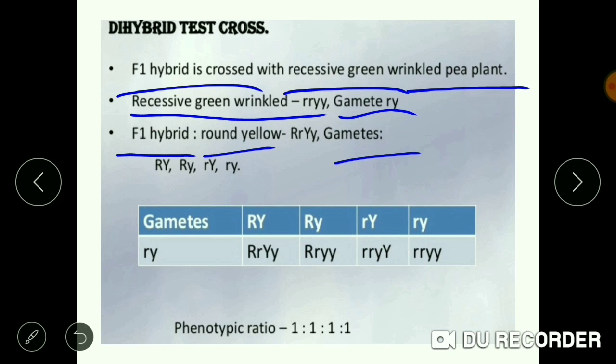So the gametes removed here are capital R capital Y, capital R small y, small r capital Y, and small r small y.